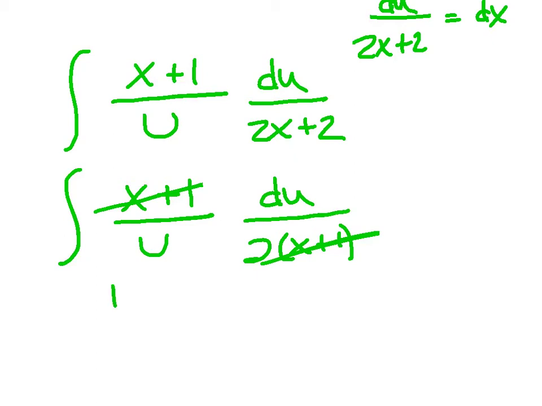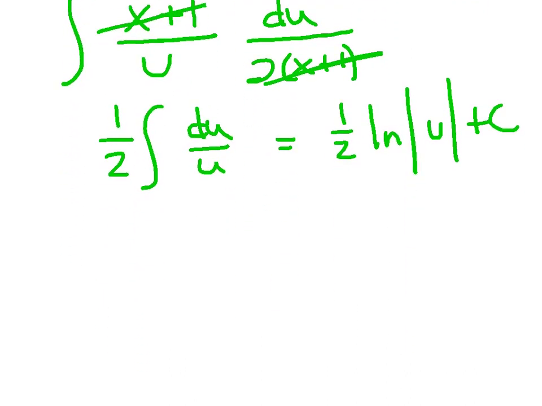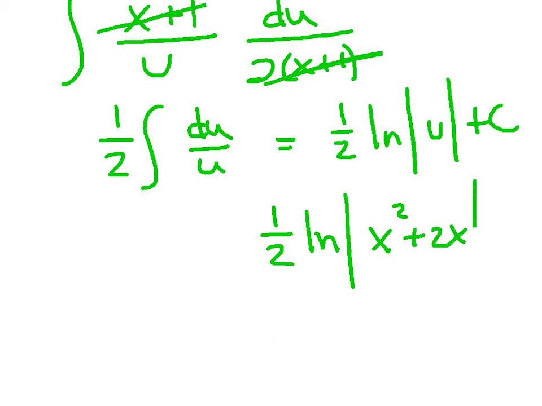And I'm going to pull out a 1/2, and remember it's a half because the 2 is on the bottom, du over u, and I get 1/2 ln the absolute value of u plus c. And again, I'm just going to substitute that original u back in. So 1/2 ln, oops, my u was x squared plus 2x, plus c.